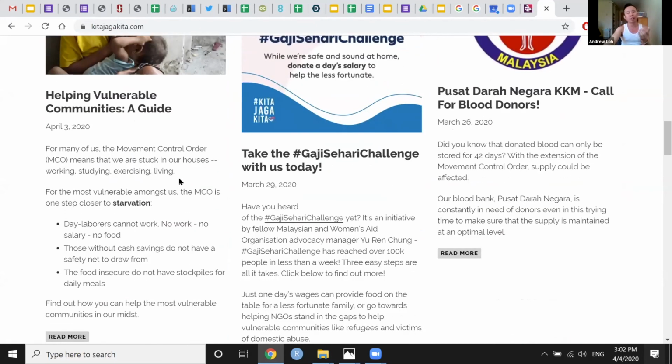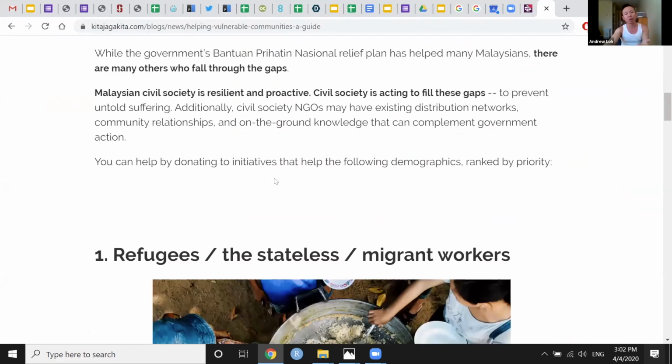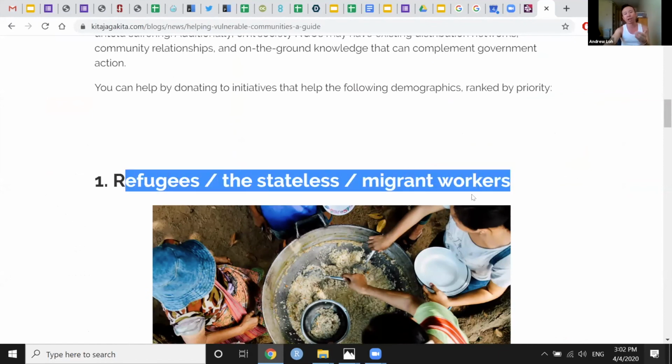So within communities who need help, who are the most vulnerable, we publish blog posts, for example, to say, actually, if you look at all of them, refugees, stateless, migrant workers are probably the most important because they don't benefit from the government's safety net. So we're trying to educate civil society to help them make better choices.